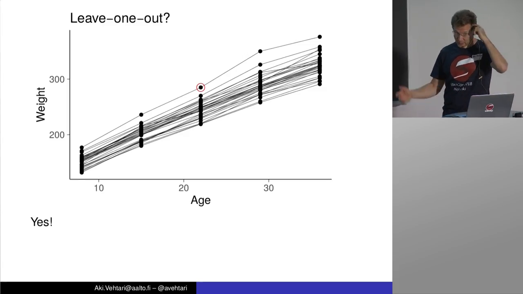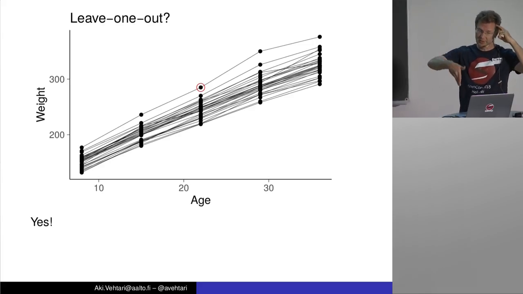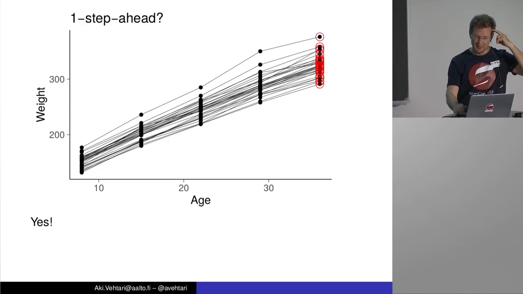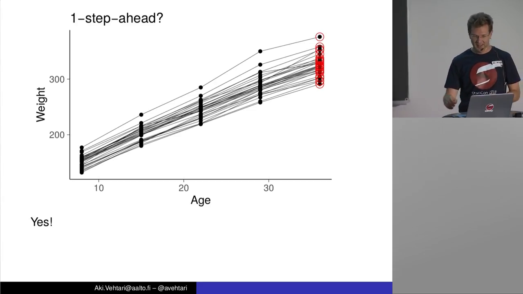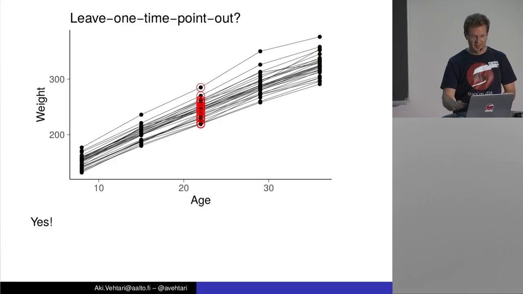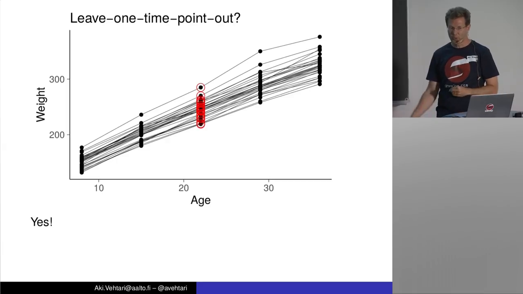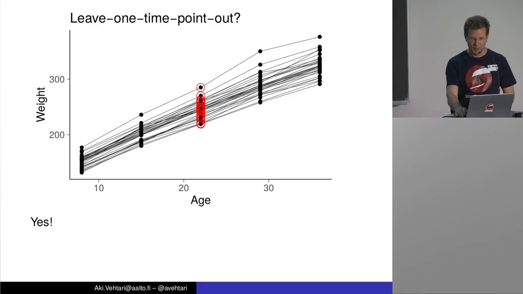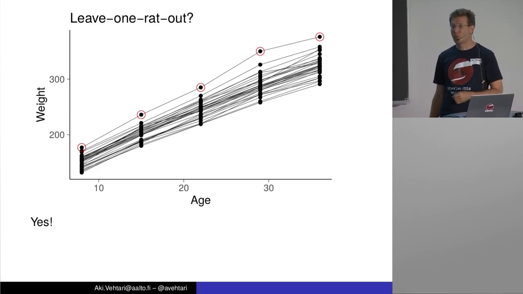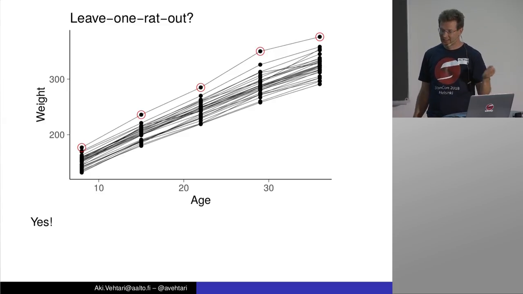It is still valid again to think about leave-one-out if we are interested in that kind of local conditional dependency. We might be interested in one step ahead. So this is also time series. So how about, can we predict the weight in the future? Maybe we want to test overall how good our time series model is and test them at the different time locations, but leave all rats from there away. Maybe we want to leave one rat out if we want to predict how well we can predict for a new rat.